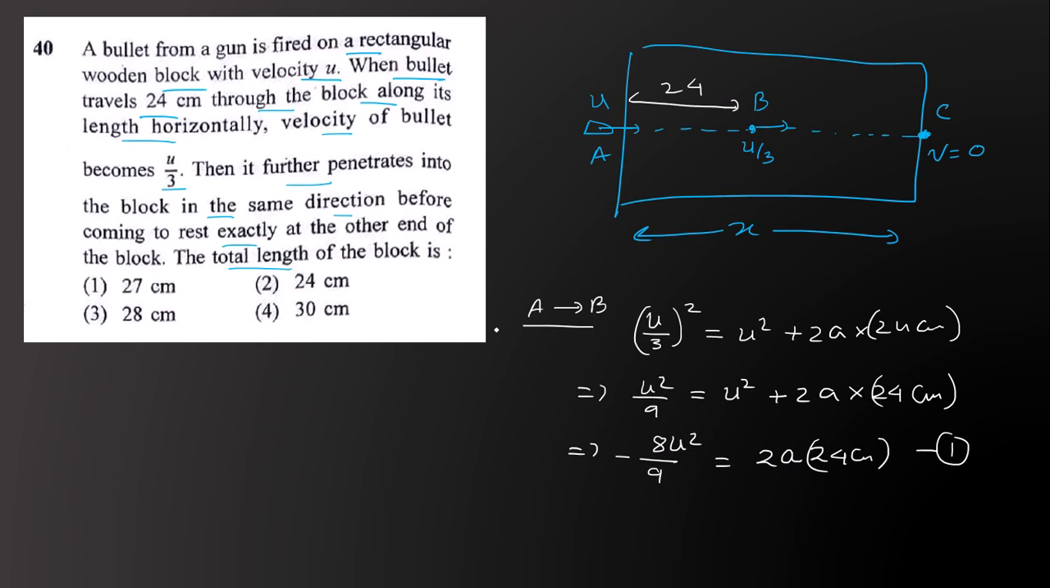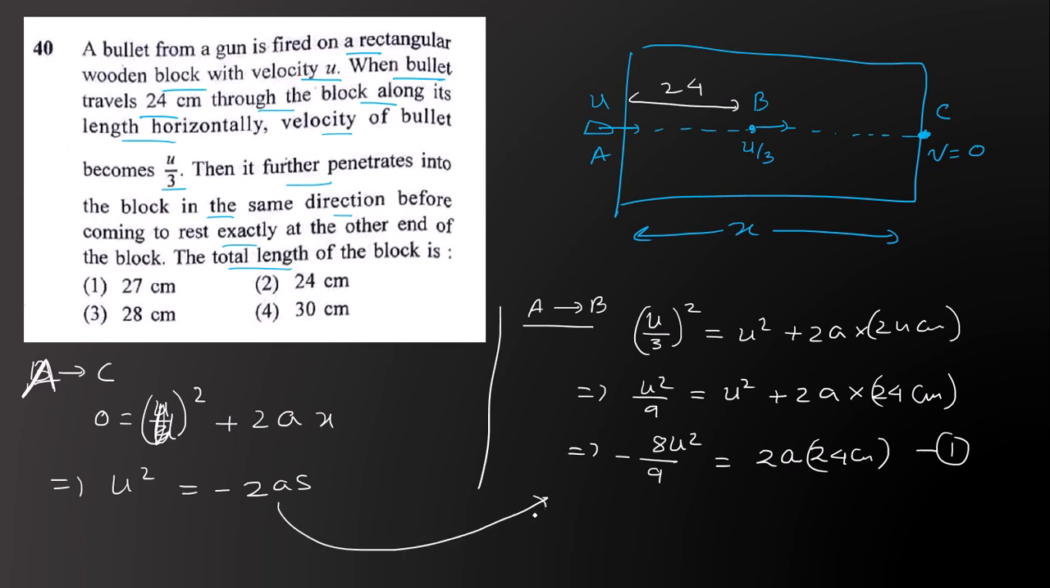Now in the second case I will apply the equation of motion between B and C. In that case, the final velocity becomes equal to 0, and at B the initial velocity is u by 3. So this is equal to 2a, and this is the distance that we don't know. We can also do the same problem by applying the equation of motion between A and C. That also we can do. It will give us the result a little early. So u square equals minus 2as. So I can put this value here.